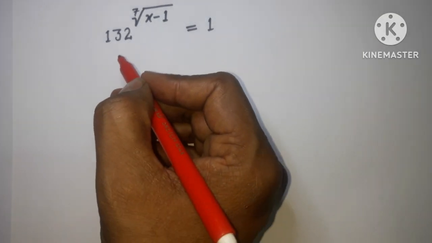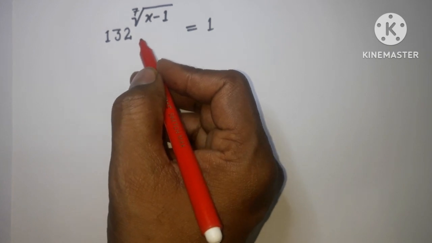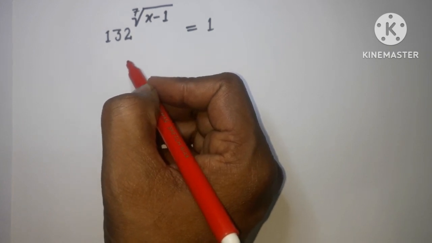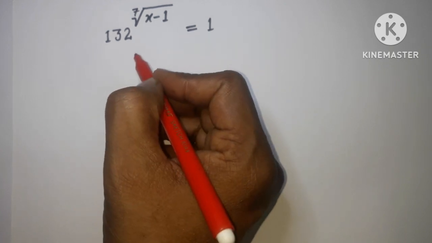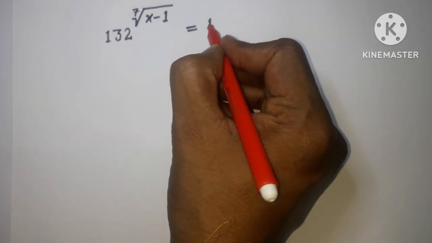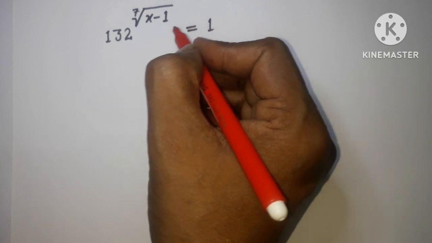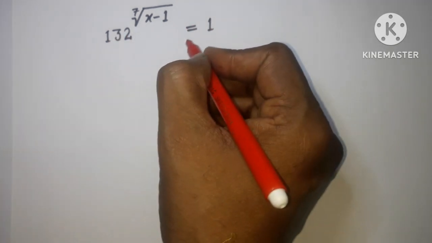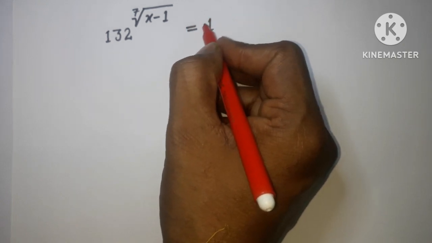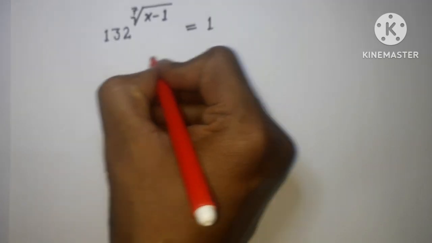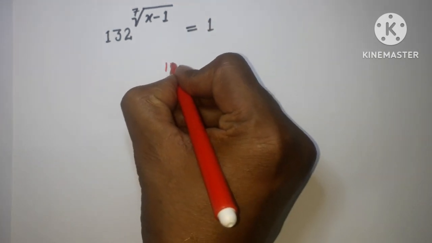Today we have this question on your screen. We have to find the value for x over here. The question arises how we can approach to proceed with it. Here we are seeing that 1 is written over here and here 132. So we need to solve this one by writing in this way.